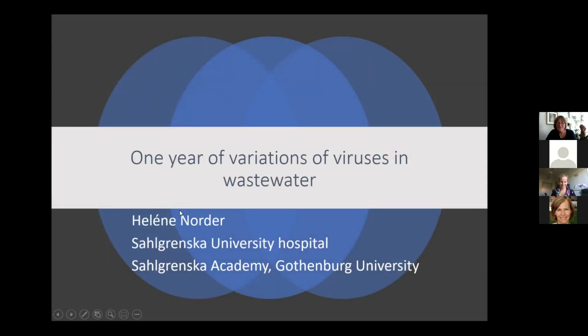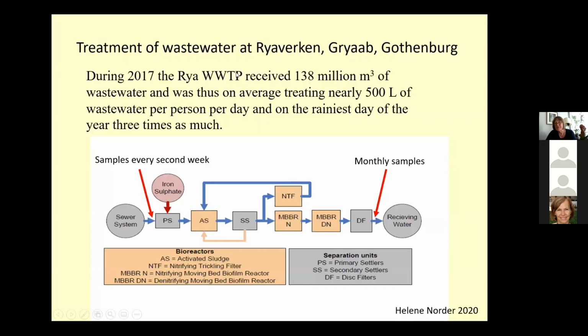Okay, so I want to tell you something about the viruses in wastewater that we followed for 1 year. That was in 2017, and we followed it in the Ryaverken Gryab. During that year, Gryab received about 130 million cubic meters of wastewater, so nearly 500 liters of wastewater per person a day, and during rainy days much more. We sampled the incoming wastewater every second week, and monthly we sampled the outgoing wastewater after the treatment they do in Gryab.